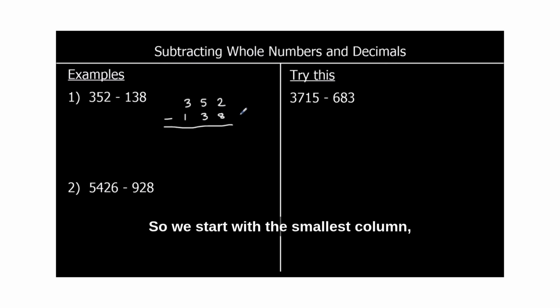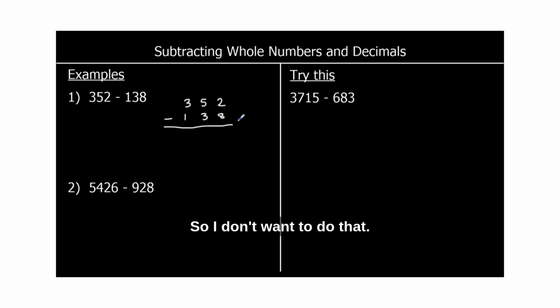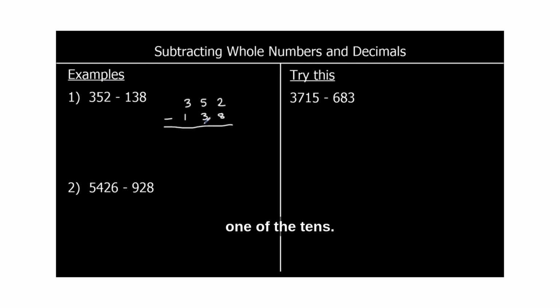So we start with the smallest column, which is the ones, and I've got 2 take away 8. Now 2 take away 8 will give me a negative answer, so I don't want to do that. What I'm going to do instead is steal one of the tens. So I've got 5 tens at the moment. If I take one off, that becomes 4, and I'm going to add that 10 to my ones column, which gives me 12 in my ones column now. So I can do 12 take away 8, which is 4.